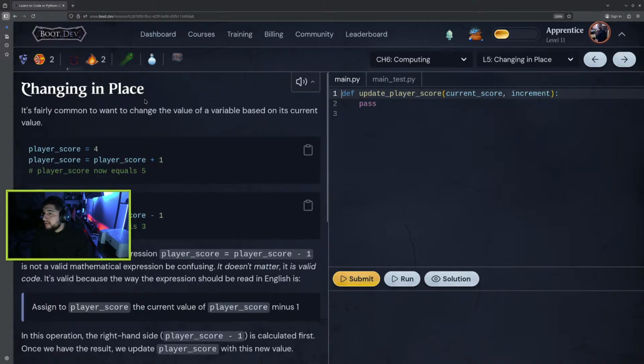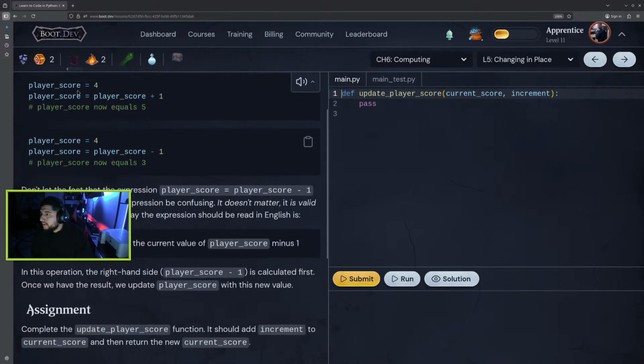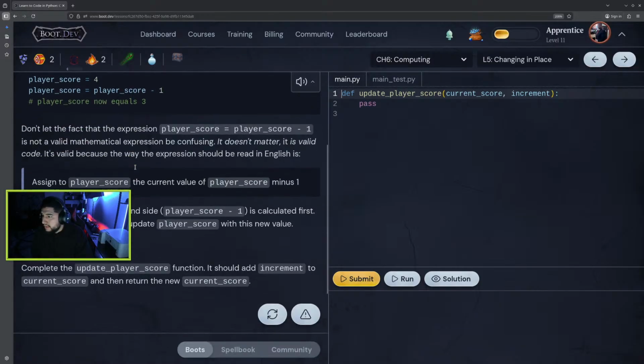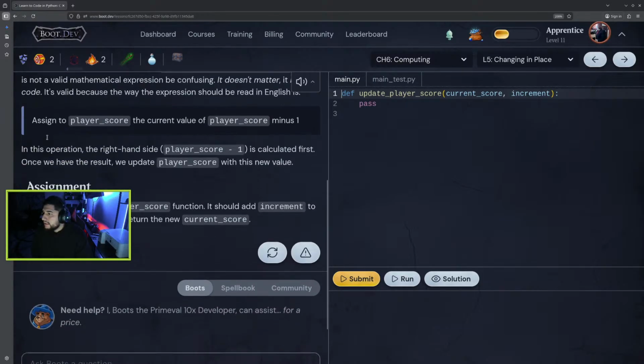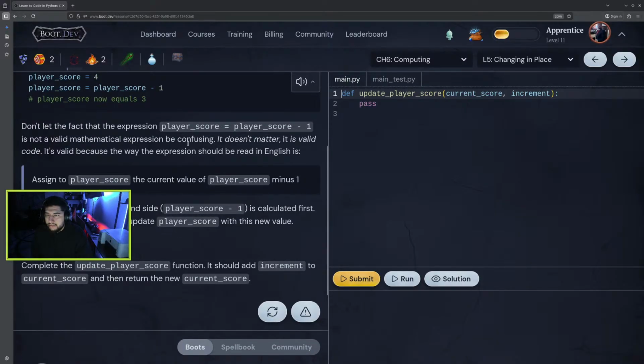Alright, changing in place. It's fairly common to want to change the value of a variable based on its current value. player_score = 4. player_score = player_score + 1. Player score now equals 5. player_score = player_score - 1. Now it's 4. It says don't let the fact that the expression player_score = player_score - 1 is not a valid mathematical expression be confusing. It doesn't matter. It is valid code.